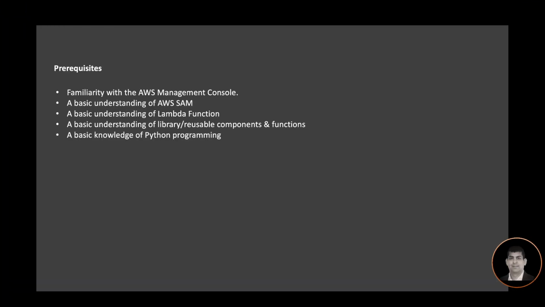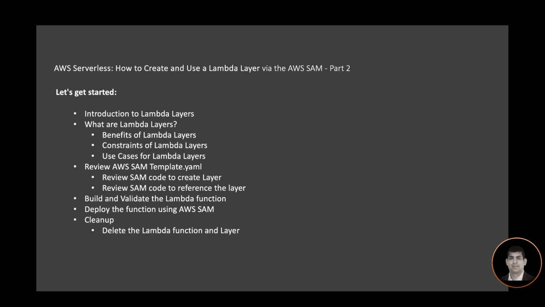Let's look at the prerequisites. Familiarity with the AWS Management Console, a basic understanding of AWS SAM, a basic understanding of Lambda functions, a basic understanding of library and reusable component functions, and a basic knowledge of Python programming. Let's get started. We will look at the intro to Lambda layers. We'll look at what Lambda layers are, some of the benefits and constraints of Lambda layers, and a few use cases.